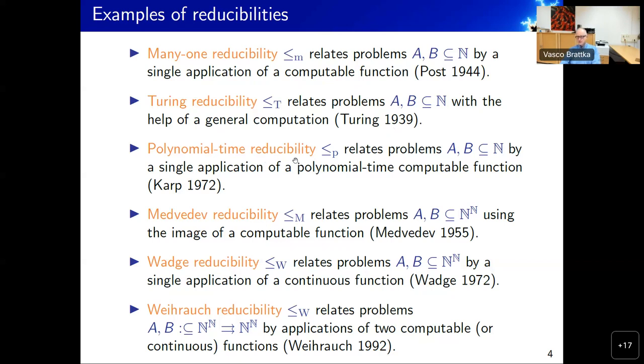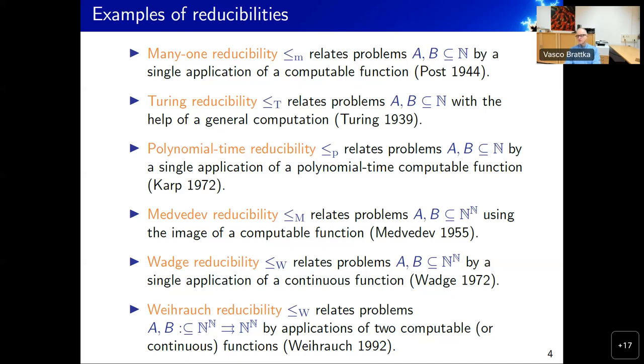Then polynomial time reducibility is also one of these well-known reducibilities. It's essentially a copy of many-one reducibility, but in complexity theory, so the polynomial time computable functions are used instead of the computable functions. And then we have reducibilities that relate sets of a higher type, namely subsets of Baire space. One of those is Medvedev's reducibility that was introduced in computability theory. Another one is Wadge reducibility, which uses continuous functions and is used in descriptive set theory.